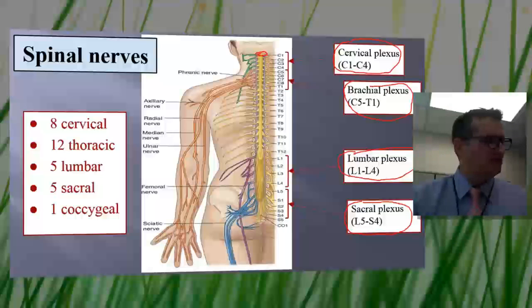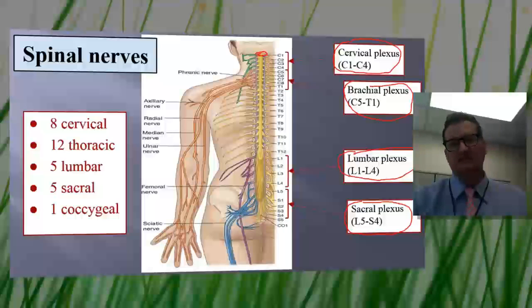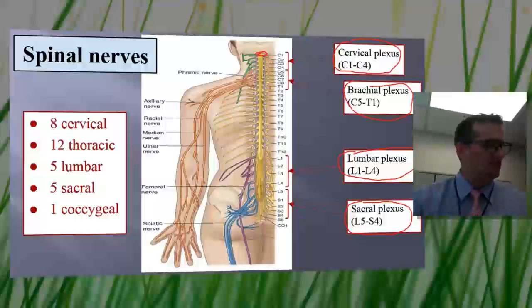The brachial plexus innervates the lower part of the shoulder and arm. Key nerves in this region include the axillary, radial, ulnar, and median nerves that run all the way down to the hand and tips of the fingers. The lumbar plexus supplies the thigh and leg. A key nerve in this region is the large femoral nerve.